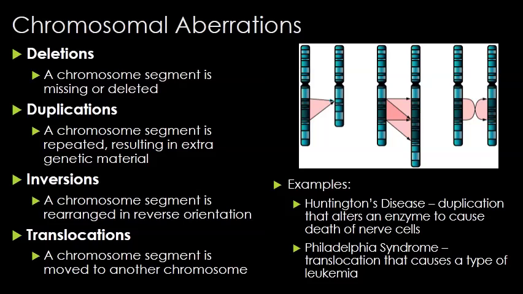Each different type has various diseases associated with it. Huntington's disease, for example, is a duplication that leads to the death of nerve cells because of an accumulation of an enzyme. Philadelphia syndrome is a translocation that can cause leukemia.